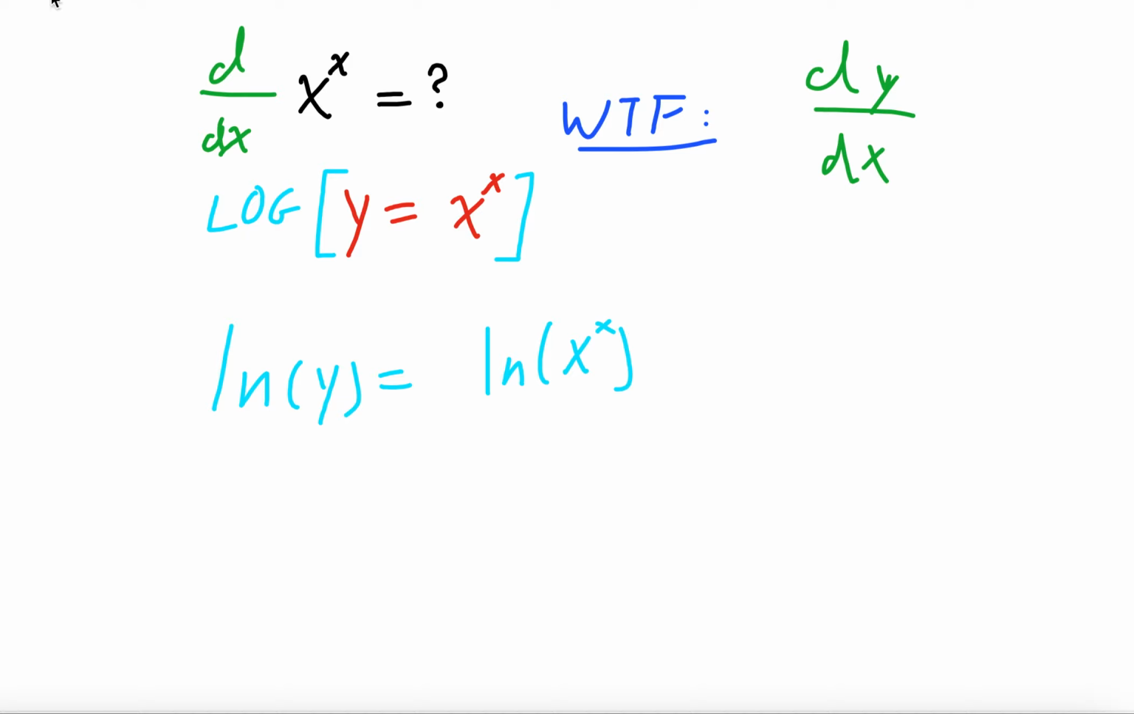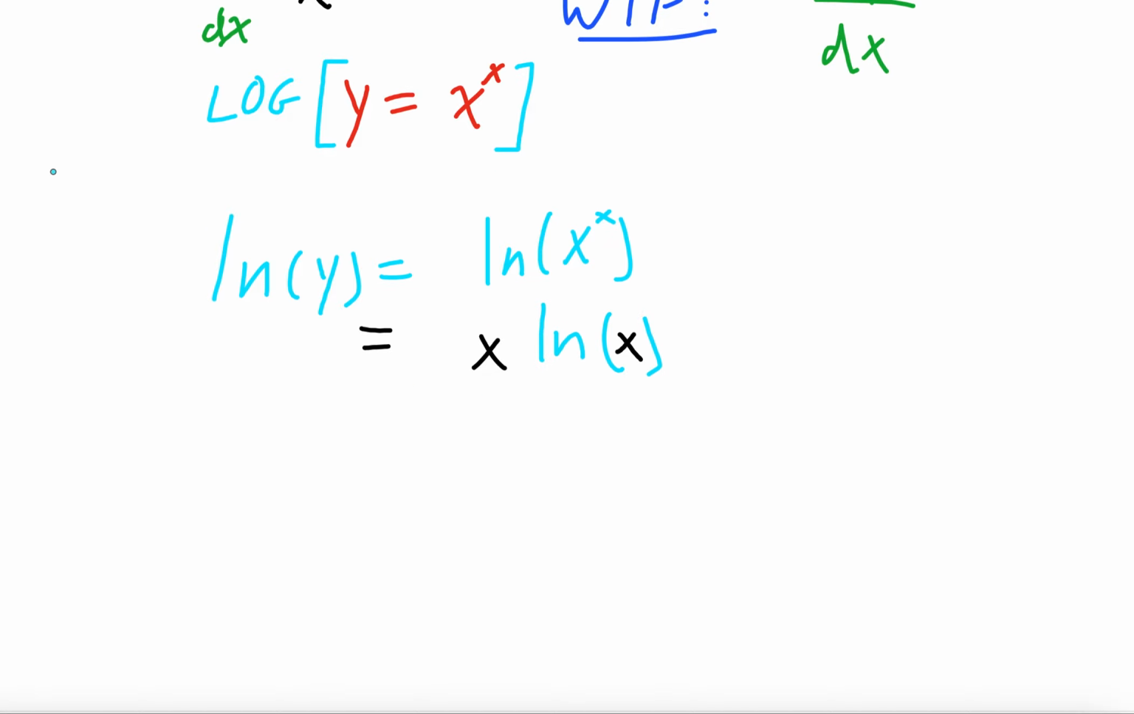And by the power rule of logarithms, you can hop this x out onto the front. So we get x log x. Okay? And so I'm going to write that down, ln of x. There you go. So we have ln of y is equal to x ln x.